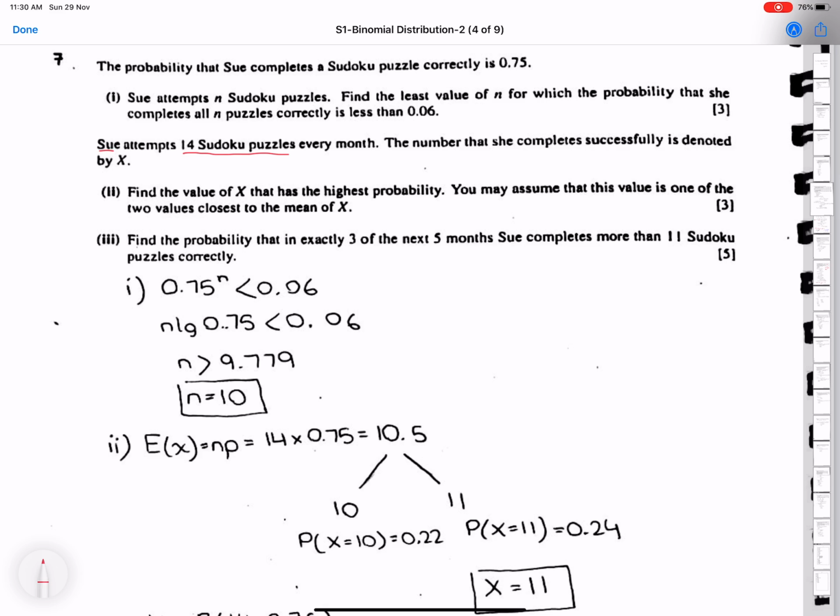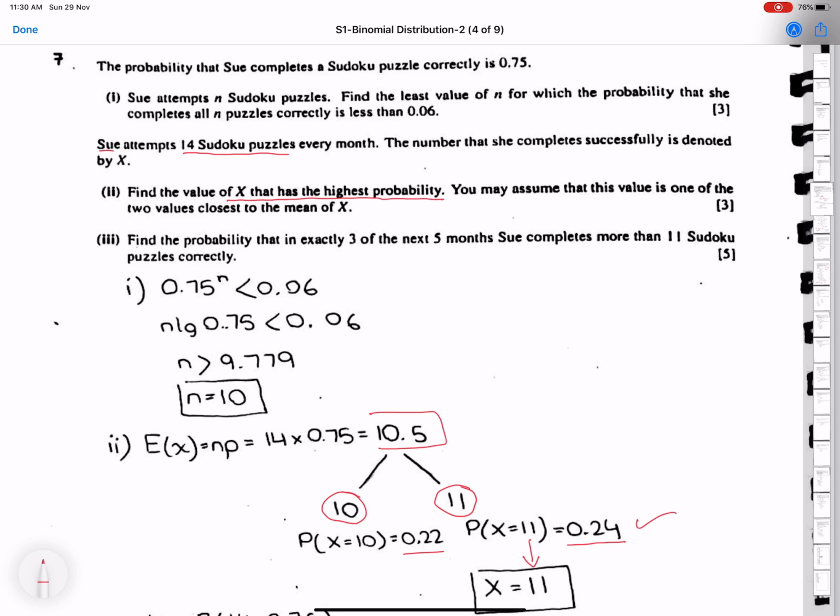Now this is the question that has the highest probability. You may assume that this value is one of the two closest values to the mean of x, in fact. So we will first work out the mean. The mean is 10.5. So we will check the probability of 10 and 11. The probability of 10 is 0.22 in fact, and this is 0.24. Obviously this probability is highest, therefore this is the required observation.